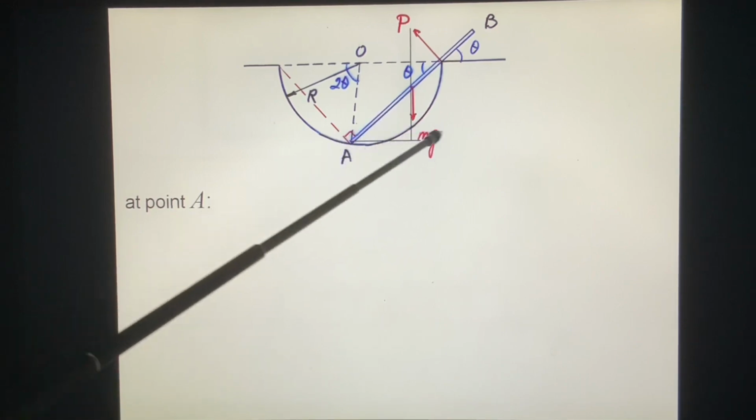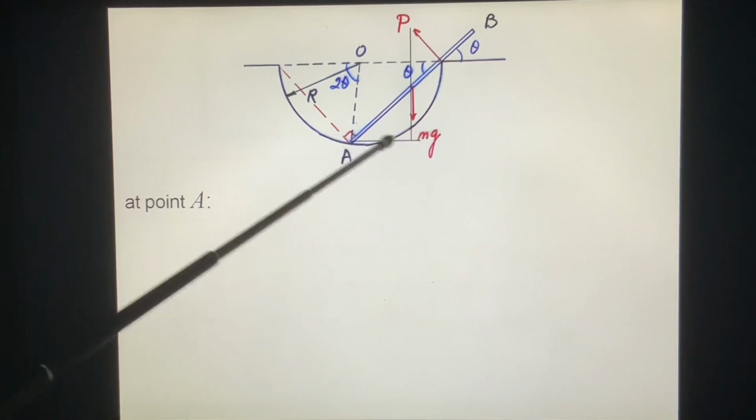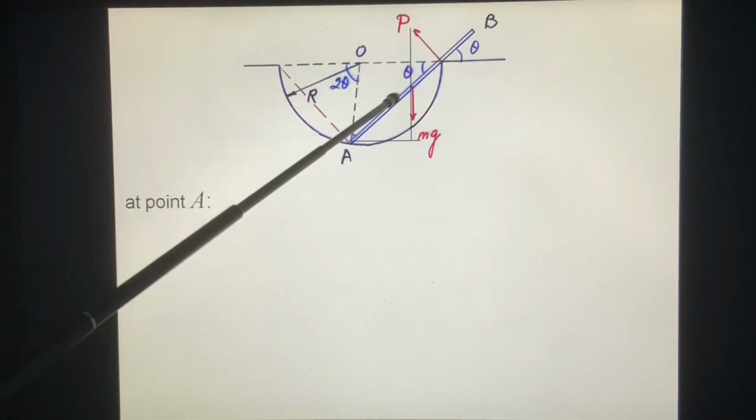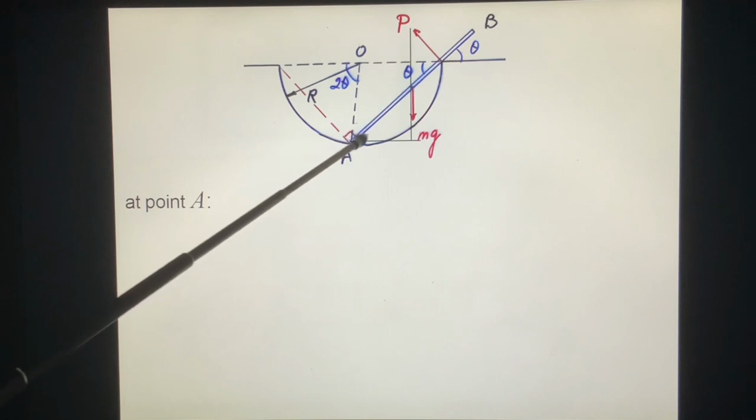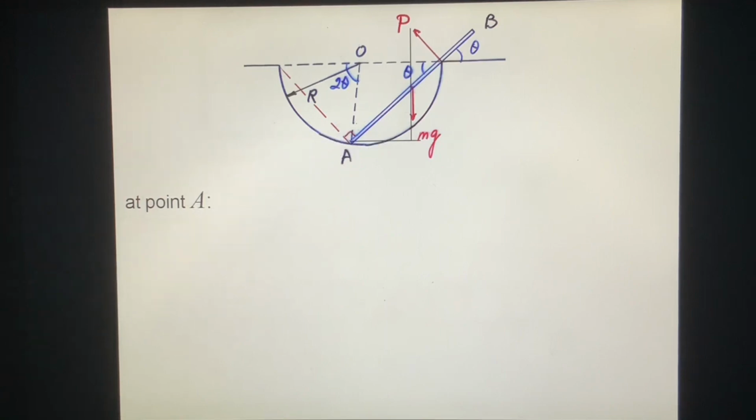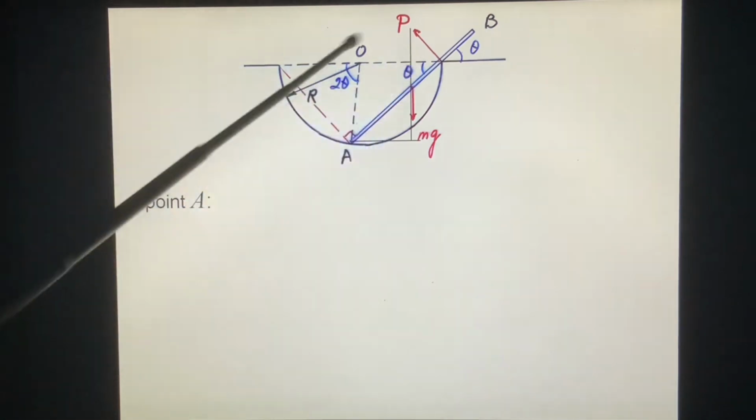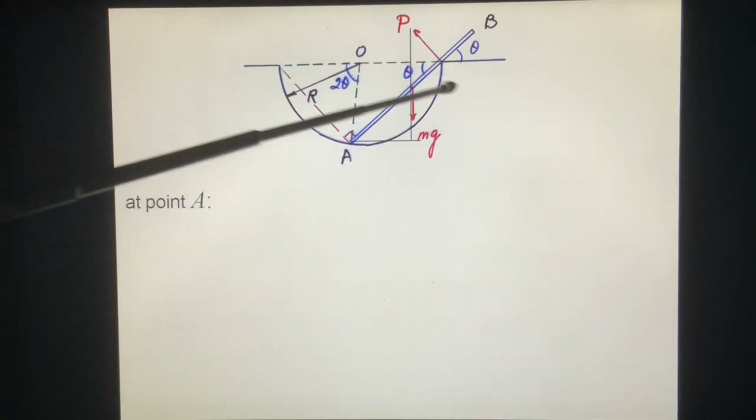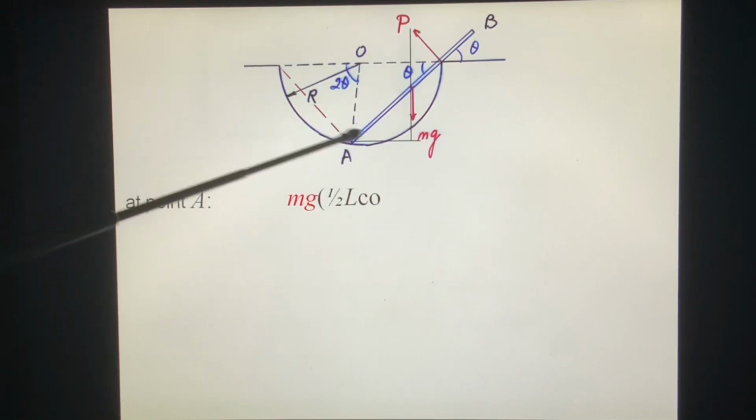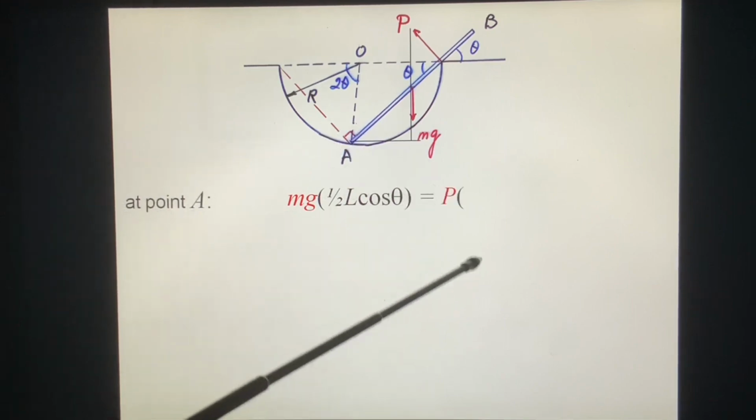This is the perpendicular to the horizontal. What is this one? You see that this is half L cosine this angle, and this angle is theta because this is horizontal. So mg half L cosine theta. This is clockwise. And P around A is counterclockwise. They must be equal in magnitude and opposite in direction. So mg half L cosine theta equals P times this lever arm.